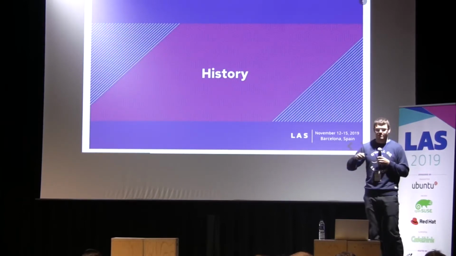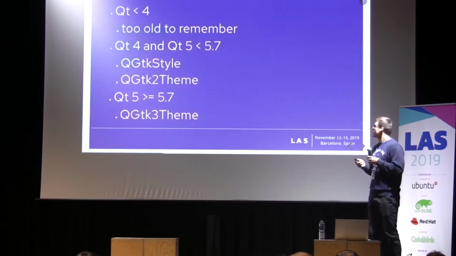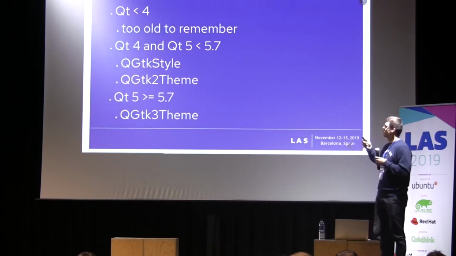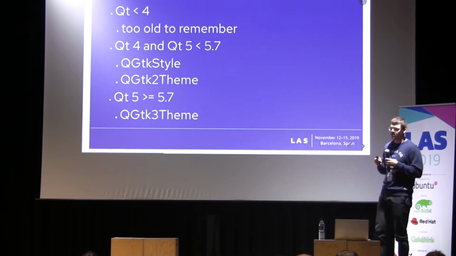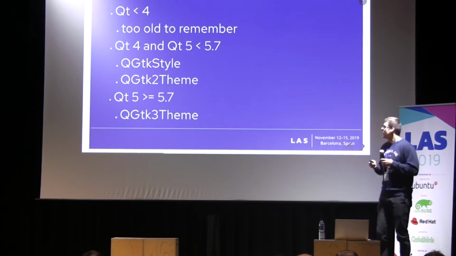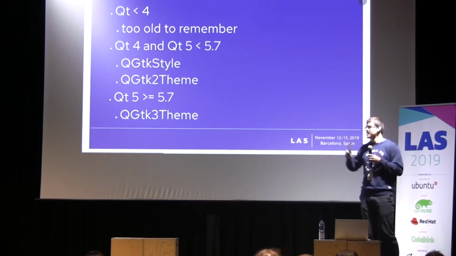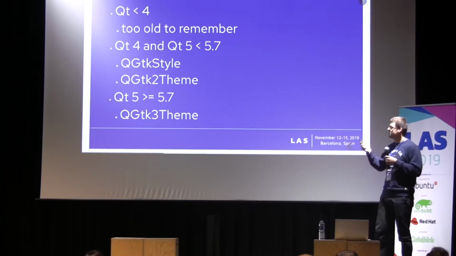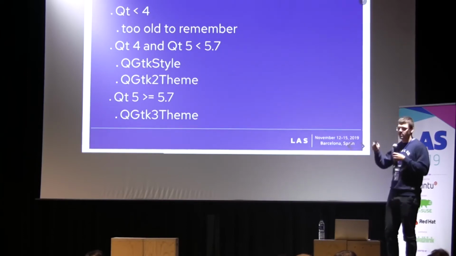And if we go a little to the history, Qt actually has been trying to support GNOME. So I don't really remember times before Qt 4, but with Qt 4 and Qt 5 up to 5.7, there was a Qt GTK style. There was a style trying to make Qt widgets look like GTK. The way it was written, it was using GTK directly to paint all the widgets. And then we had the Qt GTK2 theme, which was reading the GTK and GNOME configuration and applying it to Qt applications. But this was all GTK2 based.